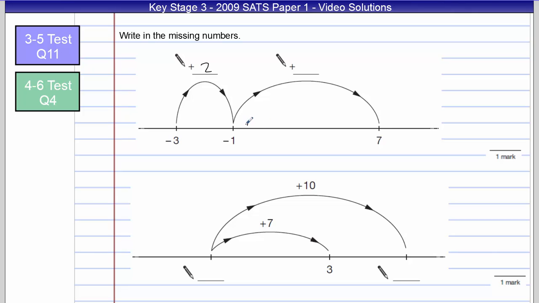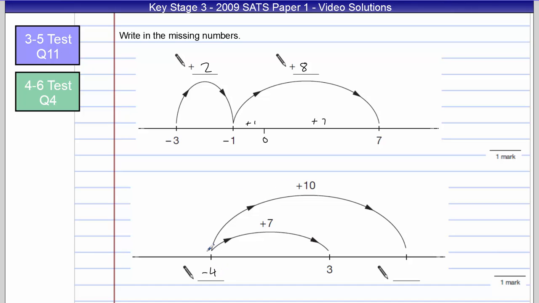Well, if we add 1, that would get us to 0. And then we need to add another 7 to get to 7. So that means we need to add 8 in total. In the next part, we're starting from a number here and adding 7, and that gets us to 3. So we need to count back 7, and that would get us to -4.